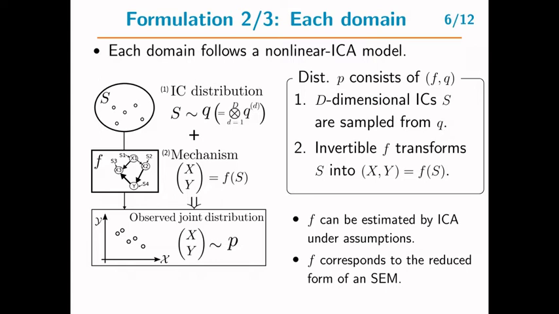So each domain distribution consists of a function f and a distribution of the independent components q. And what we assume is that the data we observe, x and y, is generated in two steps. First, independent components are sampled from q, and then they are transformed into the joint data of x and y by applying an invertible function f. So we have this assumption for each domain.